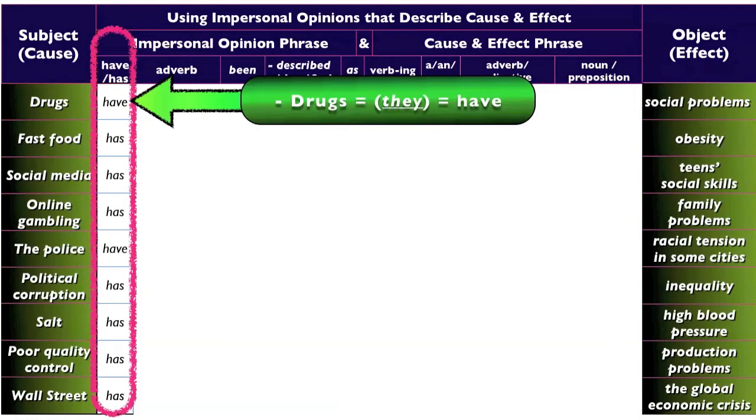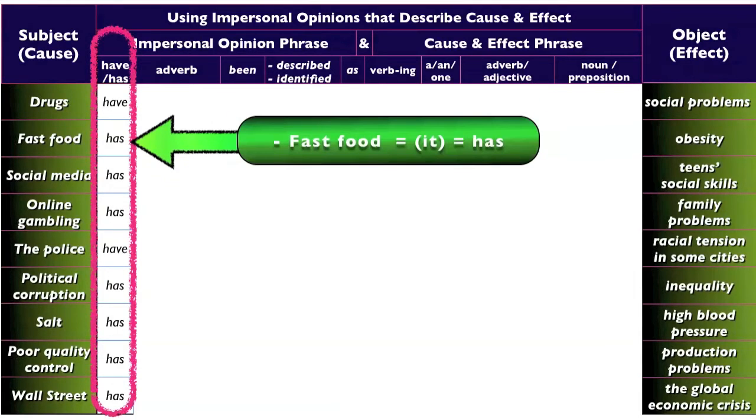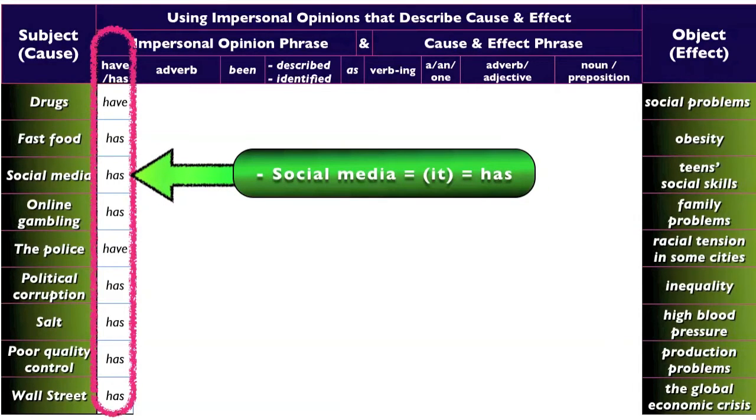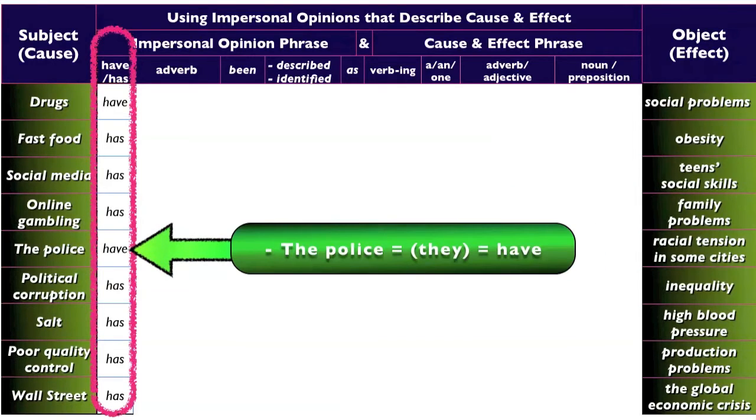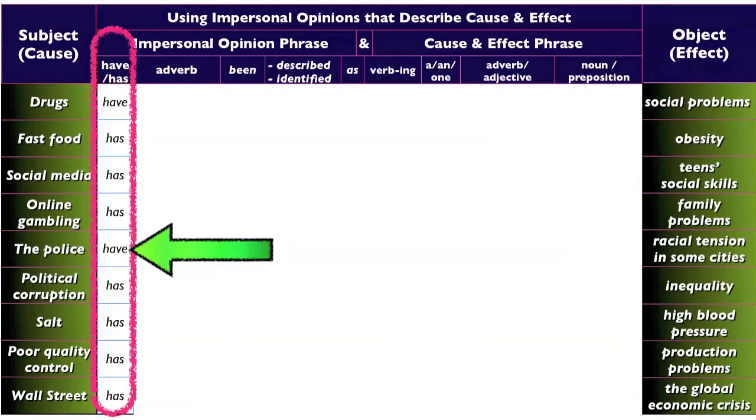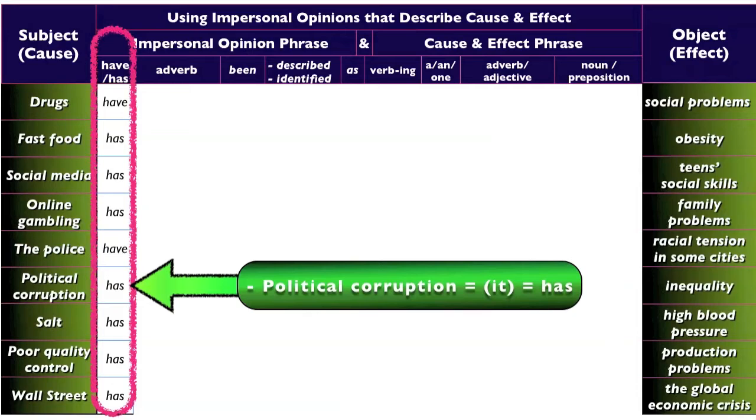For example, drugs is a they, so we say drugs have. Fast food is an it, so we say fast food has. Social media is an it, so we say social media has. Online gambling is an it, so we say online gambling has. The police is a they, so we say the police have. Political corruption is an it, so we say political corruption has.